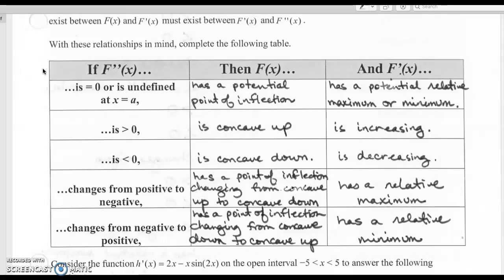Remember, if the second derivative is positive, that means the original function is concave up. It also means that the first derivative is increasing. Make that note between the second derivative and the first derivative, because it's the derivative of the derivative. If the derivative is increasing, then the second derivative is positive. We already made this first connection: if the second derivative is negative, the original function is concave down. Since the second derivative is the derivative of the derivative, that means the first derivative is decreasing.